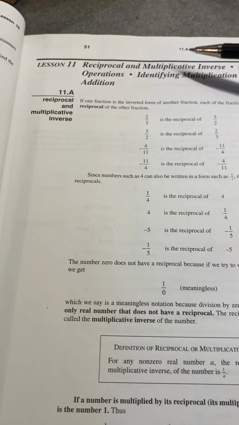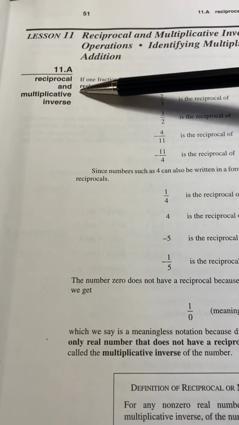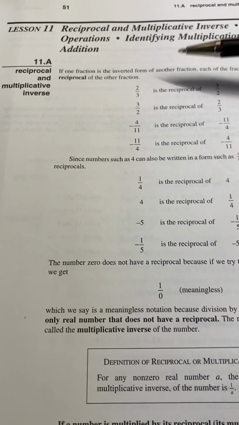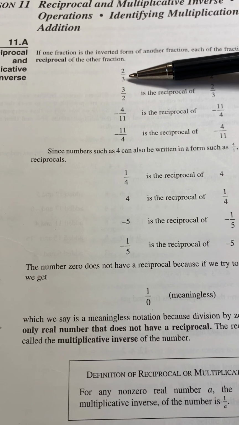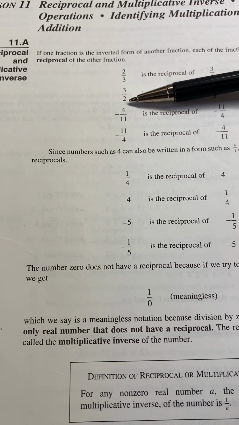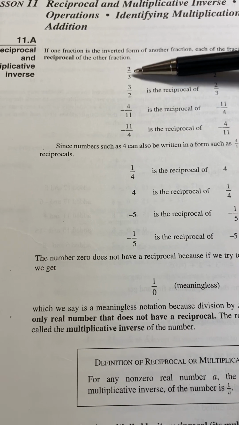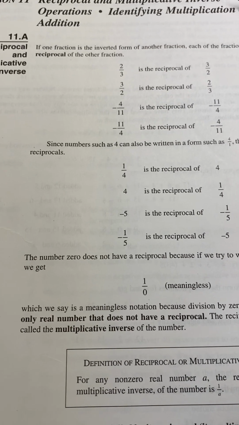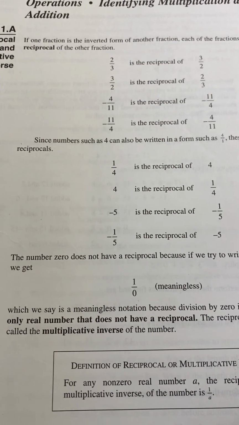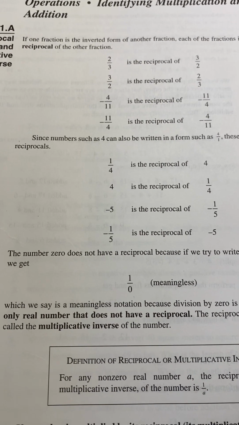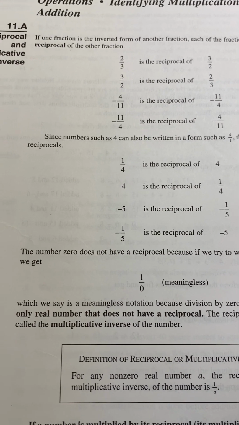We have a couple of vocabulary words. The first is reciprocal and the multiplicative inverse. They actually are the same thing. So if you have a fraction like 2/3, the reciprocal of 2/3 is 3/2. The multiplicative inverse of 2/3 is 3/2. They mean the same thing. What is the product of 2/3 and 3/2? It's equal to 1, which is called the multiplicative identity.